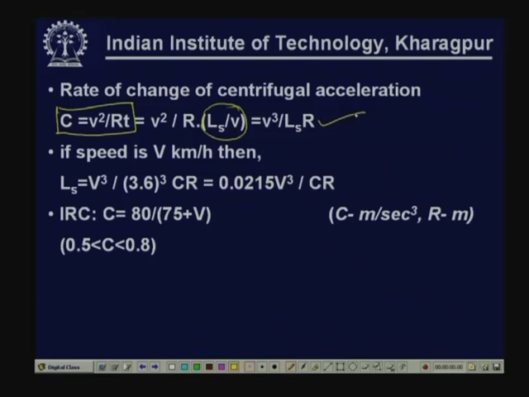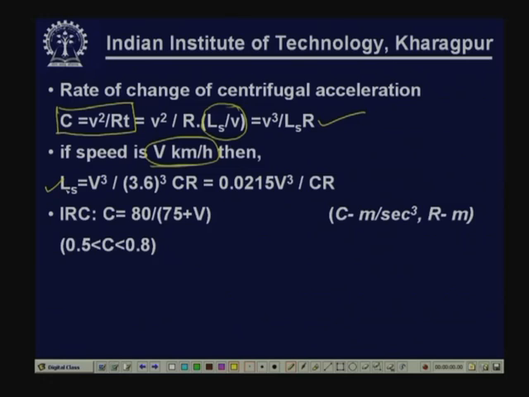So, C equal to V cubed by Ls R. If V is in meter per second, R is in meter, the length of the transition curve is also in meter. Now, if we use V as kilometer per hour instead of meter per second, then there will be an appropriate conversion factor. In that case, C will be 0.0215 V cubed by C into Ls. Now, whatever equation we use, we can calculate the length Ls from this basic equation.